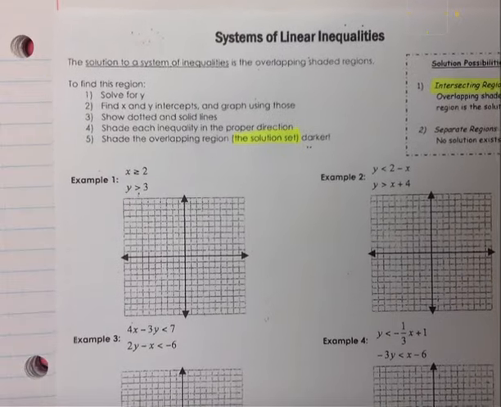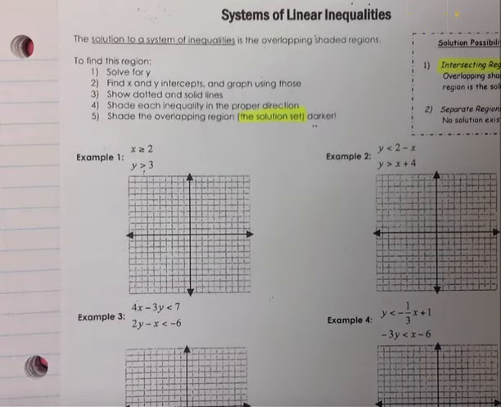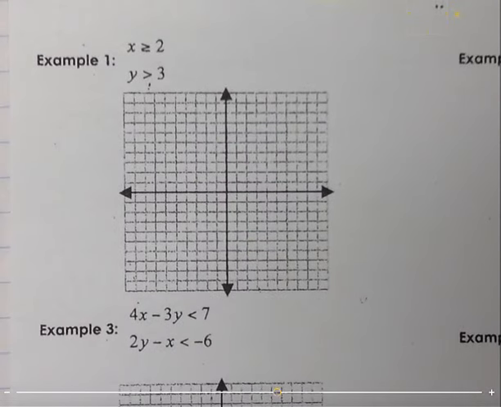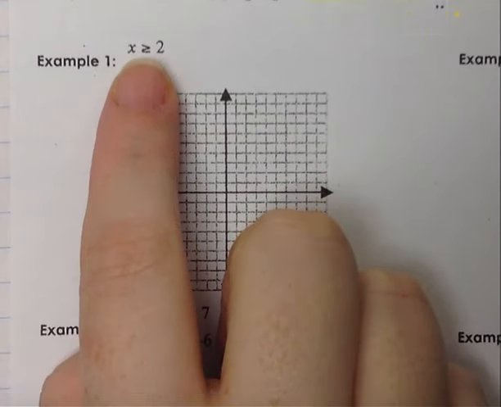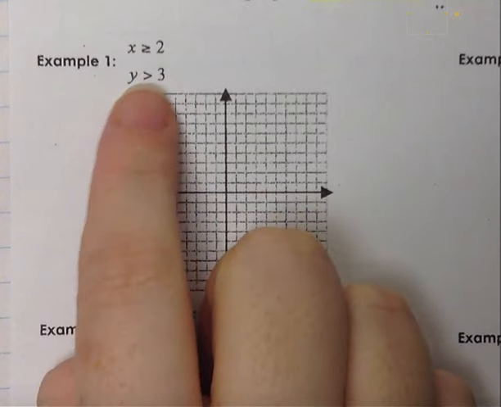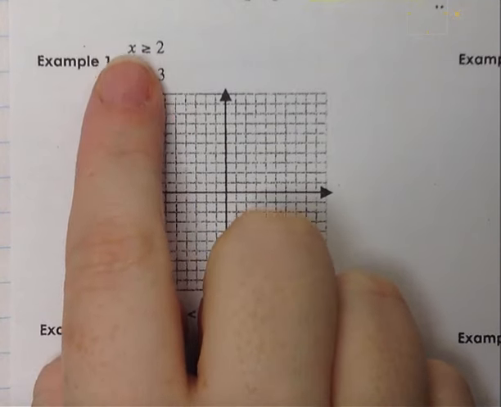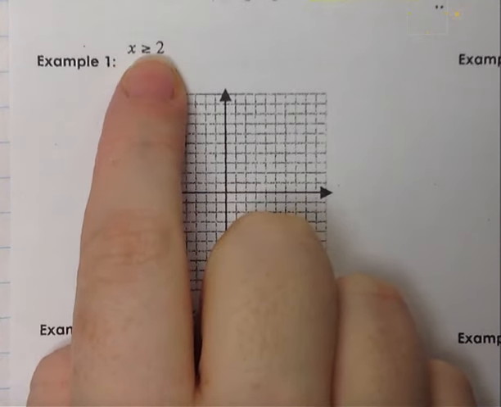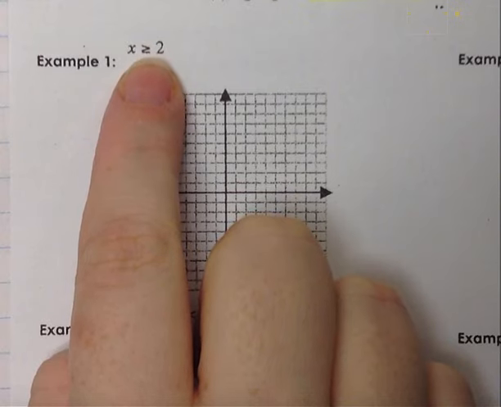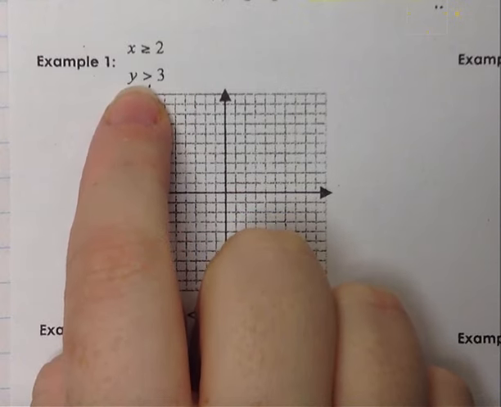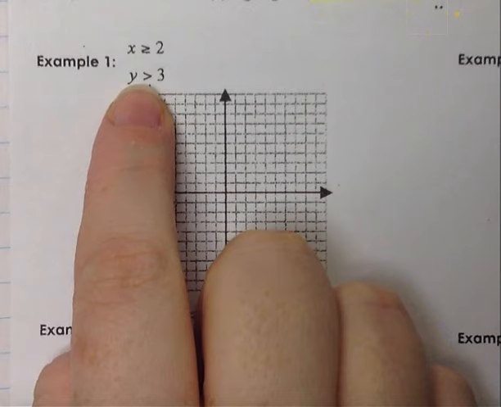So let's look at our first couple of examples. We're going to graph them, and then we're going to find the solution set. Our first example says x is greater than or equal to 2 and y is greater than 3. Now, if we remember, this is only one letter, so it would either be a vertical or horizontal line.